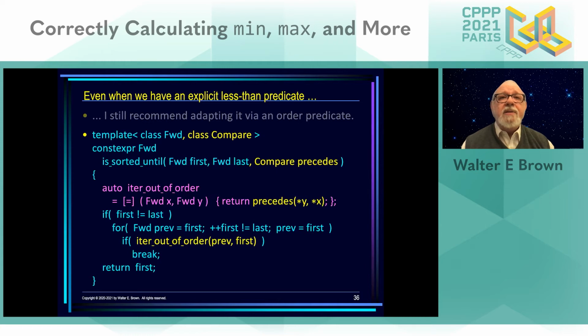what I've done is adapt this precedes predicate into iter_out_of_order. And now it's very clear what's going on. If the values given by prev and first are out of order, I've gone as far as I can go. I have found the first unsorted item, and I can return first.